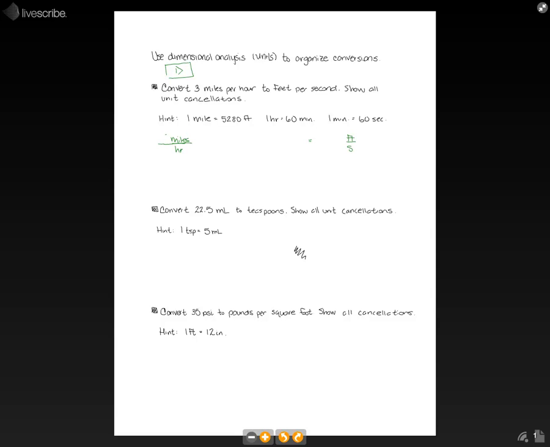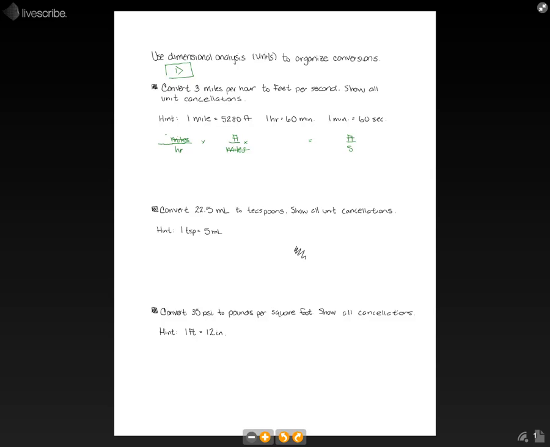First, let's do the miles. We need to somehow convert miles to feet, and if we look at our hints, we see that we have a conversion factor, or the relationship 1 mile is 5,280 feet. So we can replace miles with feet by multiplying by feet over miles. The miles will cancel, leaving us with feet in the numerator.